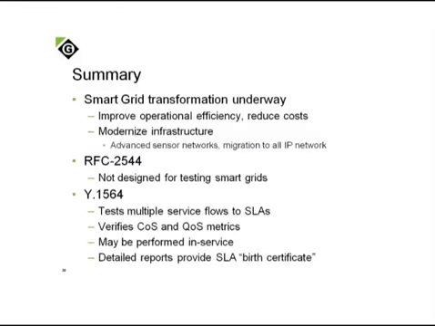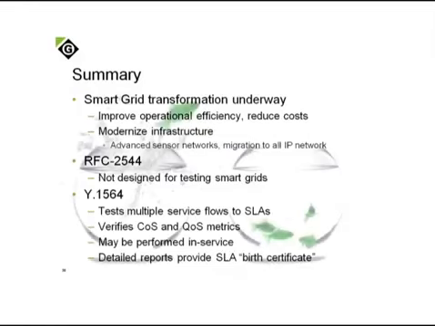So in summary, the smart grid transformation is definitely underway. Everybody's seeing that smart grid is the new big buzzword, and has been for about 5 or 6 years. Some folks are getting tired of hearing smart grid, but it's a more intelligent grid. We're improving our operational efficiency, reducing costs, and modernizing the infrastructure by putting in more advanced sensor networks and migrating to an all-IP network, MPLS. The reason is that networks are evolving into multi-point sensor networks, mesh type networks. They're using a lot more path diversity, and there are a lot more point sources of where traffic is coming from.